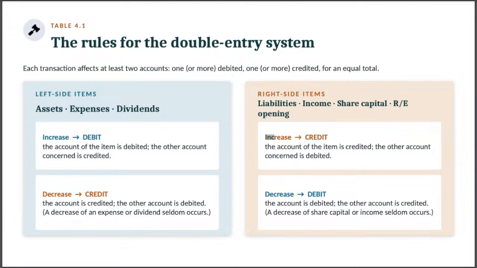Anyways, on the right side items, we increase the credit. The amount of the item is credited. The other account concerned is debited. So our dual entry, equal total. Again, on the assets, expenses, dividends, if there's a decrease, there's a credit. The account is credited when we decrease.